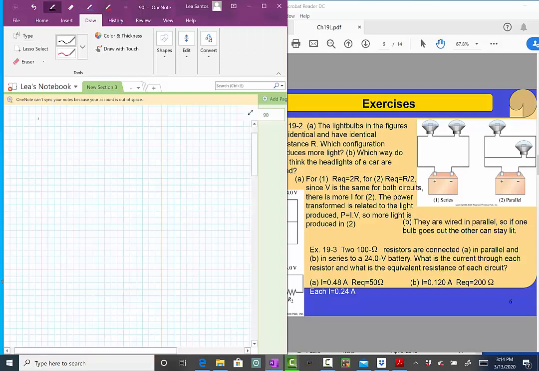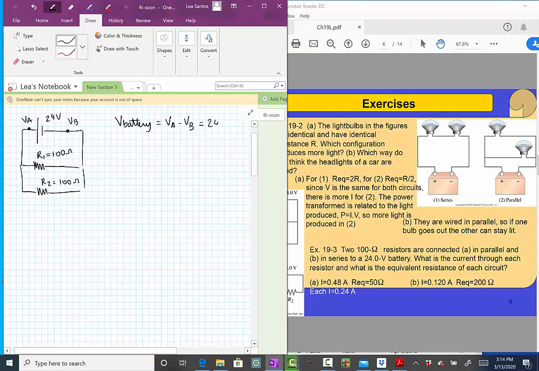So let me draw it here. We have our potential difference, 24 volts. We have one resistance here, our R1, and the resistance is 100 ohms. And we have another resistance here, R2, also 100 ohms. Okay, so this is the potential VA, this is the potential VB, the potential difference is VA minus VB. Now the potential difference of our battery, VA minus VB, is that 24 volts.